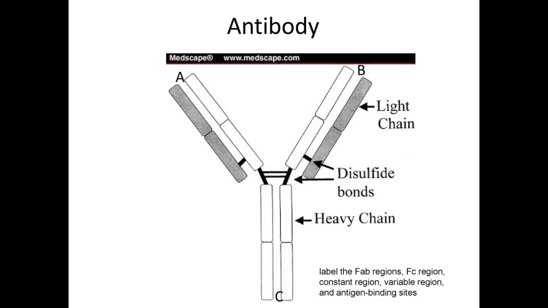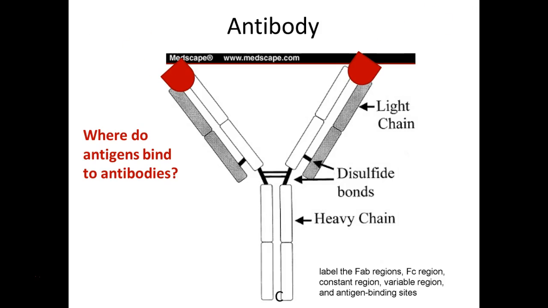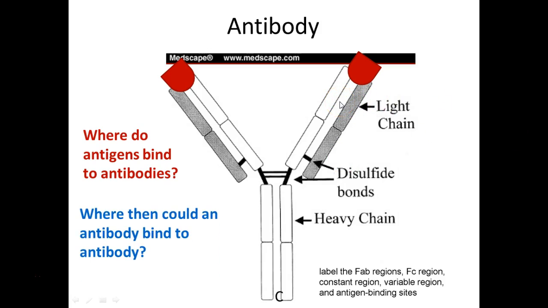So this is the general structure of an antibody, and those of you in my lecture class should know the answer to this. Where do the antigens bind? Yes, the variable region of the light and heavy chains. Where could an antibody bind then? If this is sticking to the antigens, what part of the antibody is the anti-antibody going to bind to? Yes, the Fc region down here.